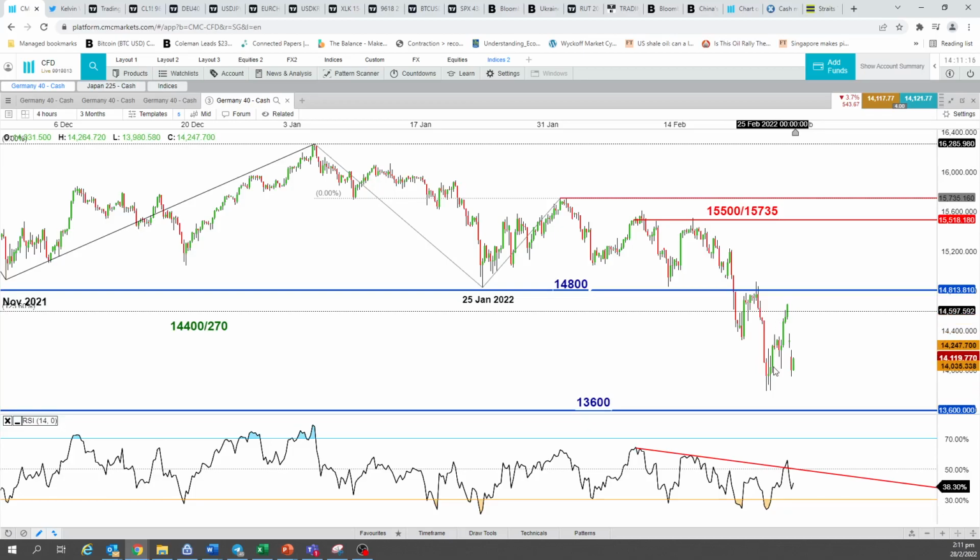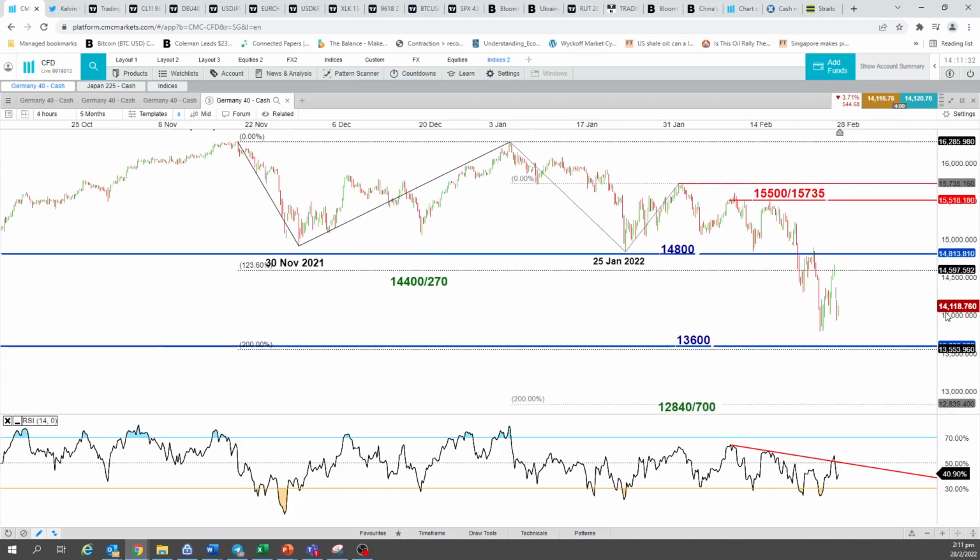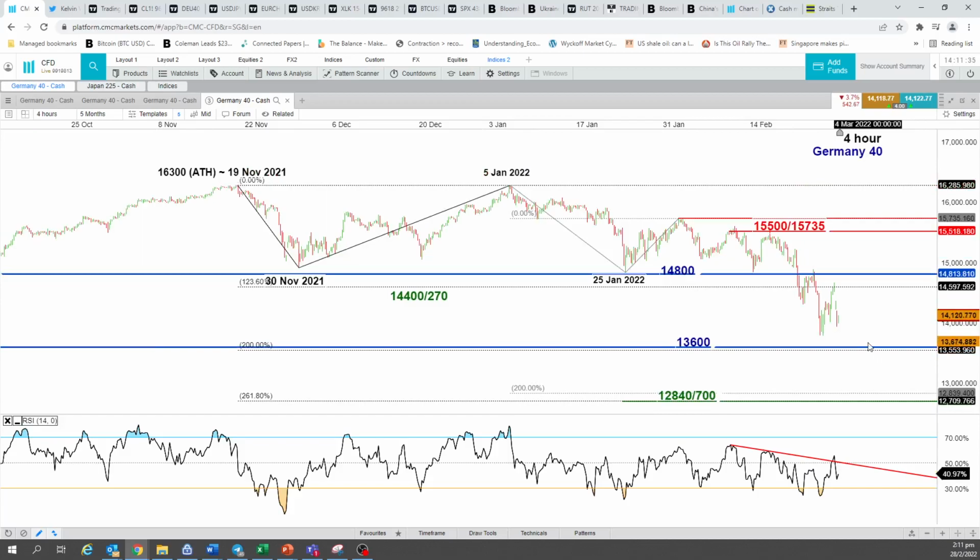So pretty neutral right now, sideways between 14,800 and 13,600, unless we start to see a breakout above 14,800, a 4-hour close above it, then it could take us up towards the next resistance zone at 15,500 slash 15,735. If we have a weekly close below 13,600, this is where we could start to see a push down towards 12,840 slash 12,700 in the first step, which confluences with a couple of Fibo expansion levels as well. So with that, I've come to the end of this weekly technical outlook for the major stock indices.